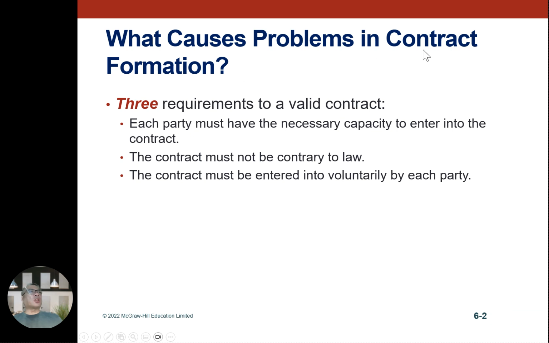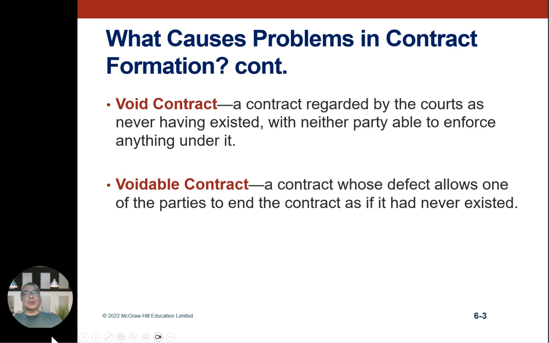What causes problems in a contract formation? These are the three requirements to have a valid contract. Each party must have the necessary capacity to enter into the contract. The contract must not be contrary to law. The contract must be entered into voluntarily by each party.